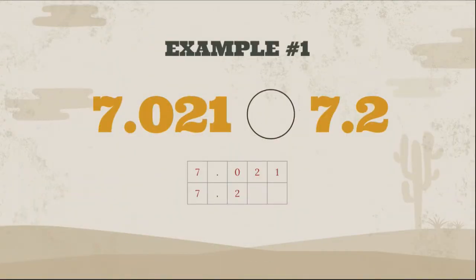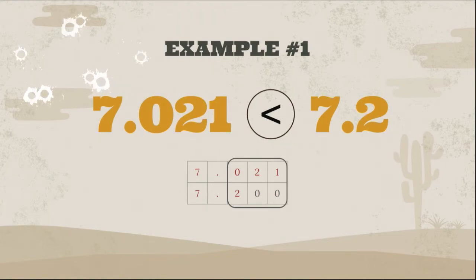Alright, for example 1, I have already stacked them. So we need to fill in with zeros. The 7's are the same, so we really just need to compare the back ends. 21 versus 200. Well, obviously 200 wins, right? So 7 and 21 thousandths, even though it's longer, is less than 7 and 2 tenths.